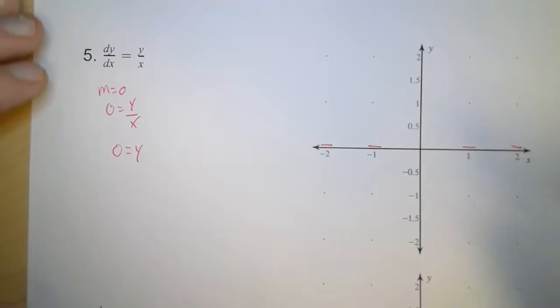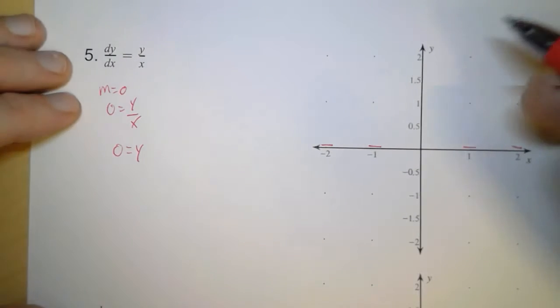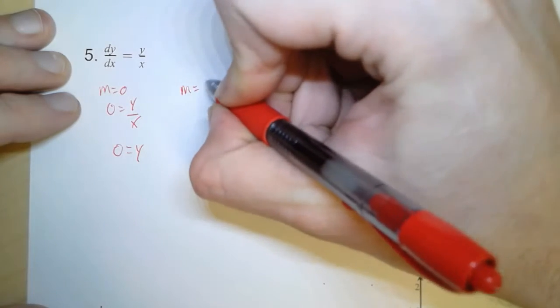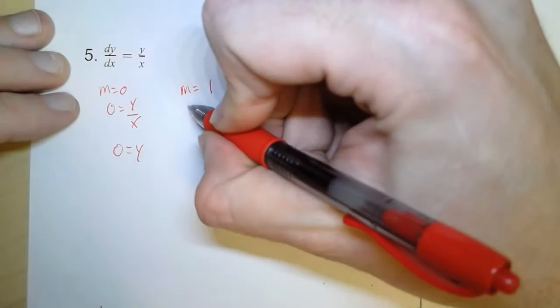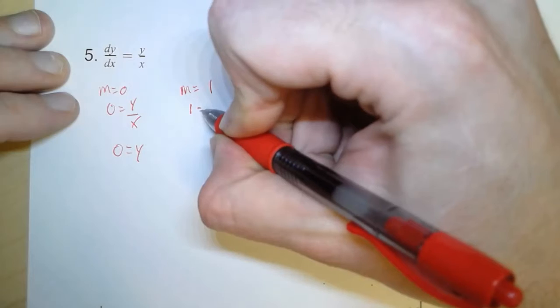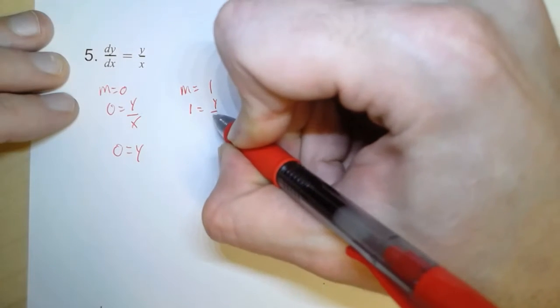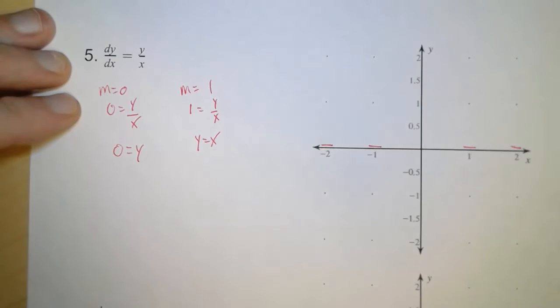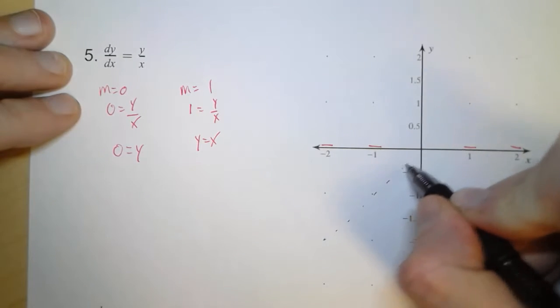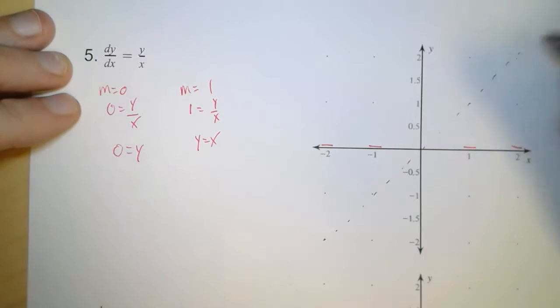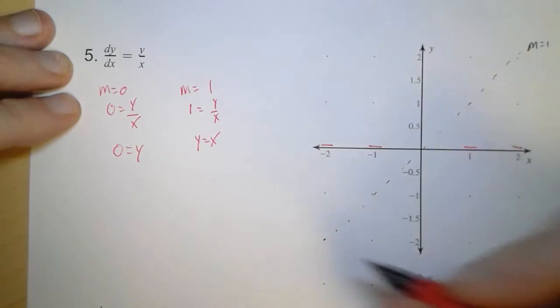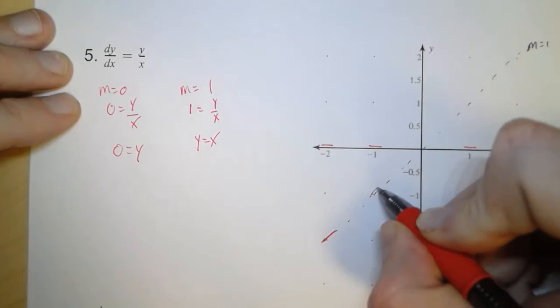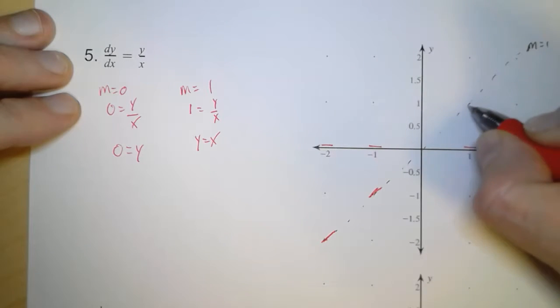All right. So let's try m equals 1. So I want to find all the points where the slope is 1. So I have y over x. So I get y equals x. So all along here, I'm going to have a slope that's equal to 1. Again, not filling in the origin.